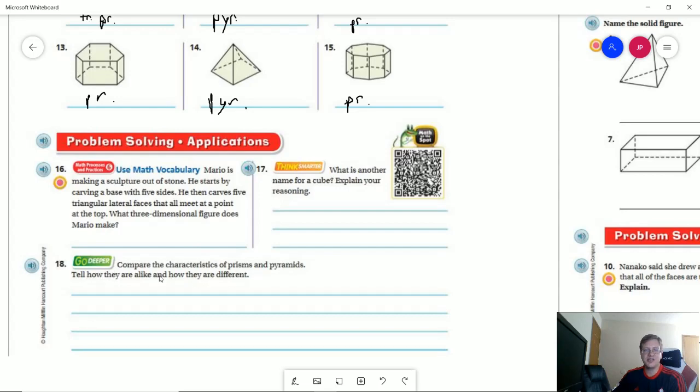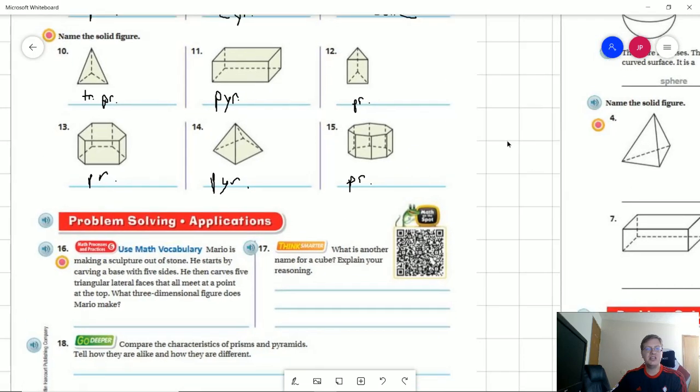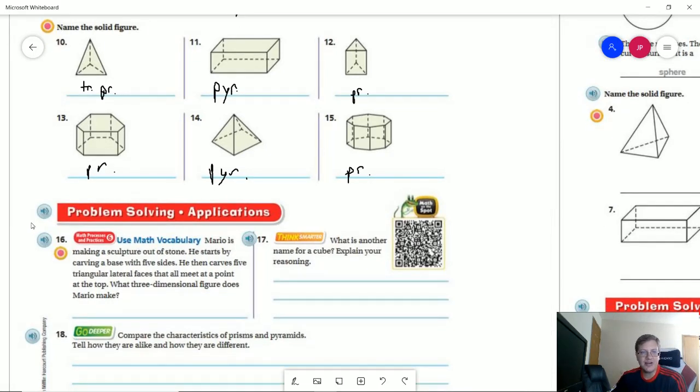So characteristics of prisms and pyramids. I want to do this one because I've kind of mentioned it. So how they are similar is going to have to do with the shape of the base. So we're going to classify it based on the shape of the base. And so for this one, if we have this as a pyramid, then we are looking at a square base or a rectangular base, and so we would call that a rectangular prism or a pyramid. So here's our prism, here's our pyramid.